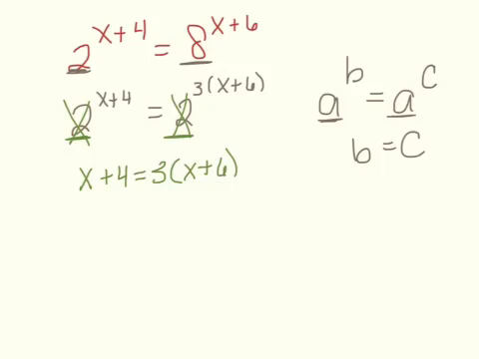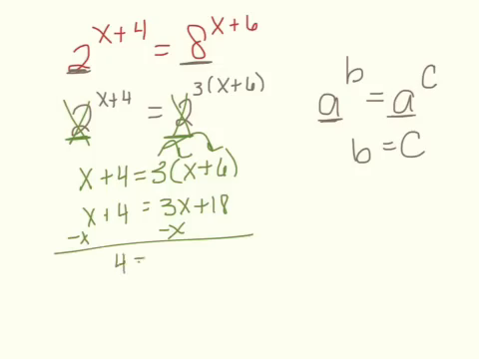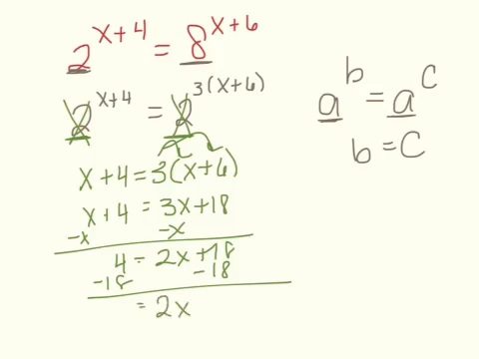Now I'm just going to solve. I'm going to distribute the 3. I'm going to move the x over. So I have 4 equals 2x plus 18. I will subtract 18 from both sides. So I have 2x equals negative 14. Divide both sides by 2. And x equals negative 7. And there's my final answer.